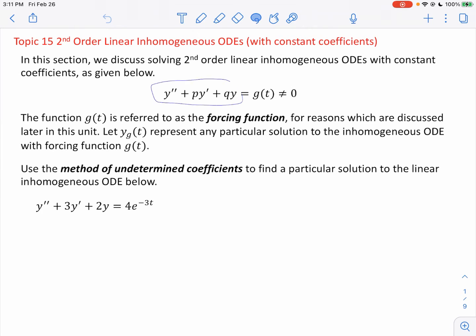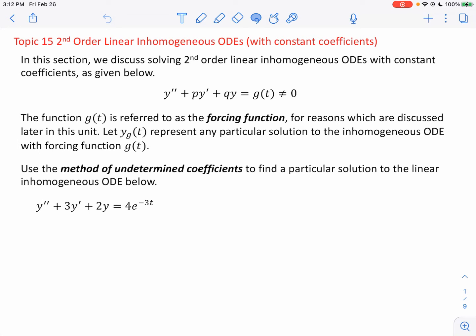So here's our second order linear differential equation with constant coefficients, and what makes this inhomogeneous is that it will be equal to some non-zero expression on the other side, some function of t, potentially a constant. Now the function g of t over here is called the forcing function, for reasons which are discussed later in this unit. Let y sub g of t represent any particular solution to this inhomogeneous ODE with forcing function g of t.